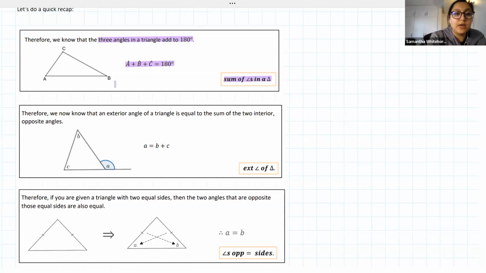The second reason that we learned is that an exterior angle of a triangle, so the angle outside our triangle, is equal to the opposite interior angles. So in our diagram here, that exterior angle A is equal to B plus C. And that reason is exterior angles of a triangle.